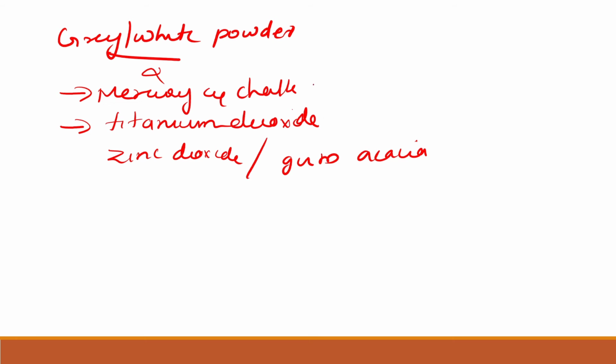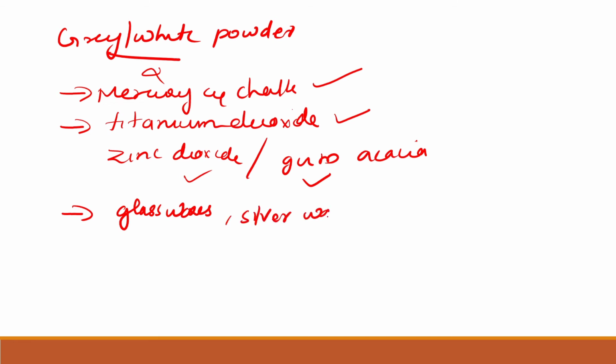So these are the basic ingredients of this gray or white powder. Mercury and chalk will give a good result, but because of the health issues caused by mercury it is not used now, and we can use titanium dioxide, zinc dioxide or gum acacia instead. Excellent results are obtained with gray white powder on glass wires, silver wires and plated wires. So this is about gray or white powder. Next we'll see about red powder.